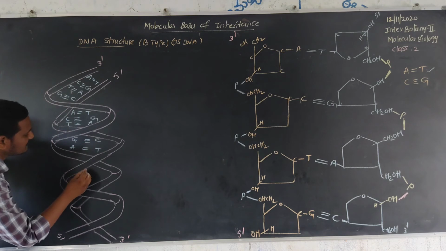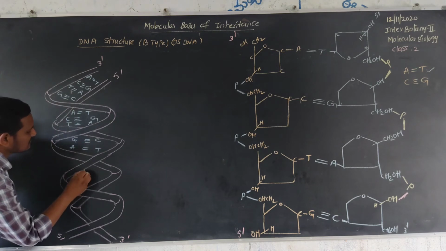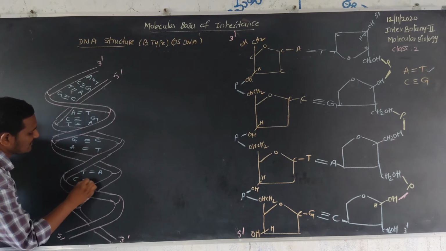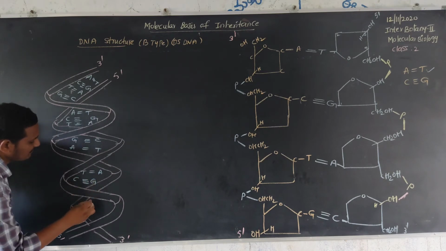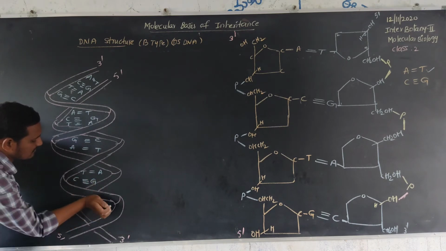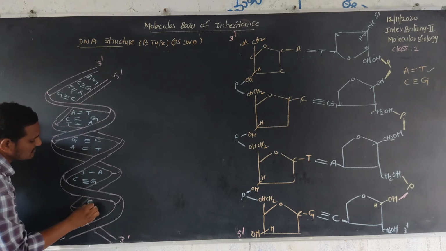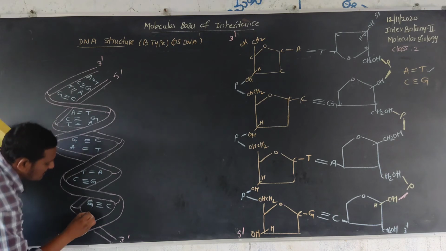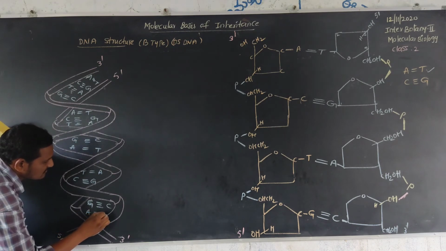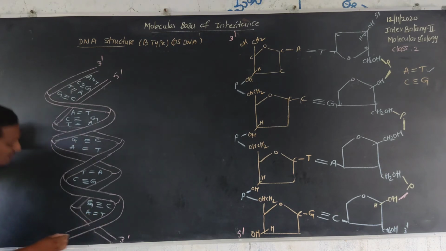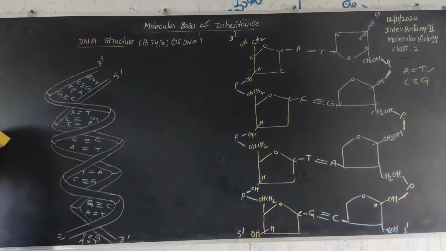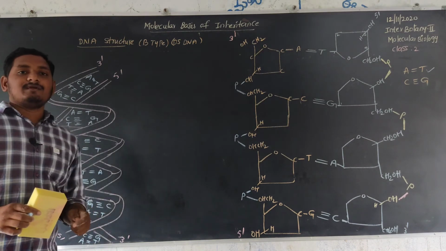Next, thymine binds with adenine. Next cytosine binds with guanine. Next guanine binds with cytosine. Adenine binds with thymine, and here cytosine binds with guanine. Next adenine binds with thymine. This is about DNA structure.